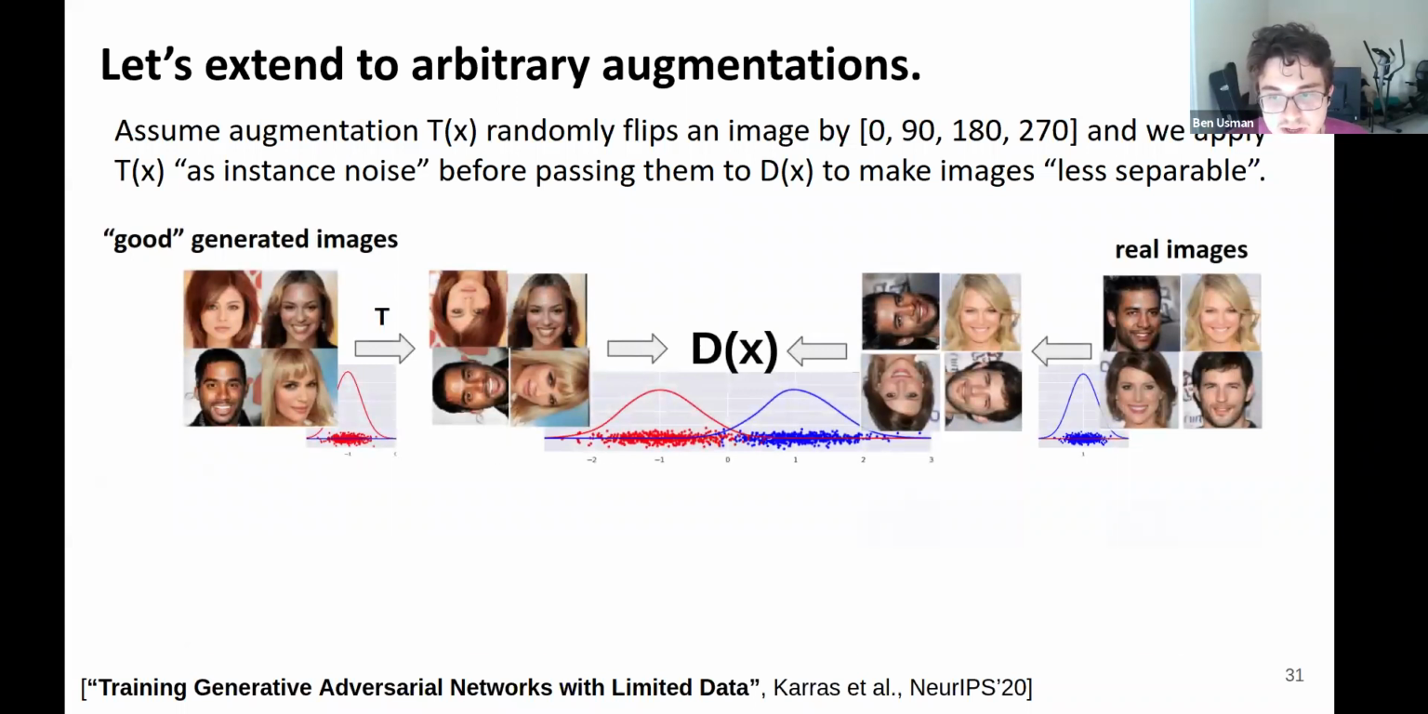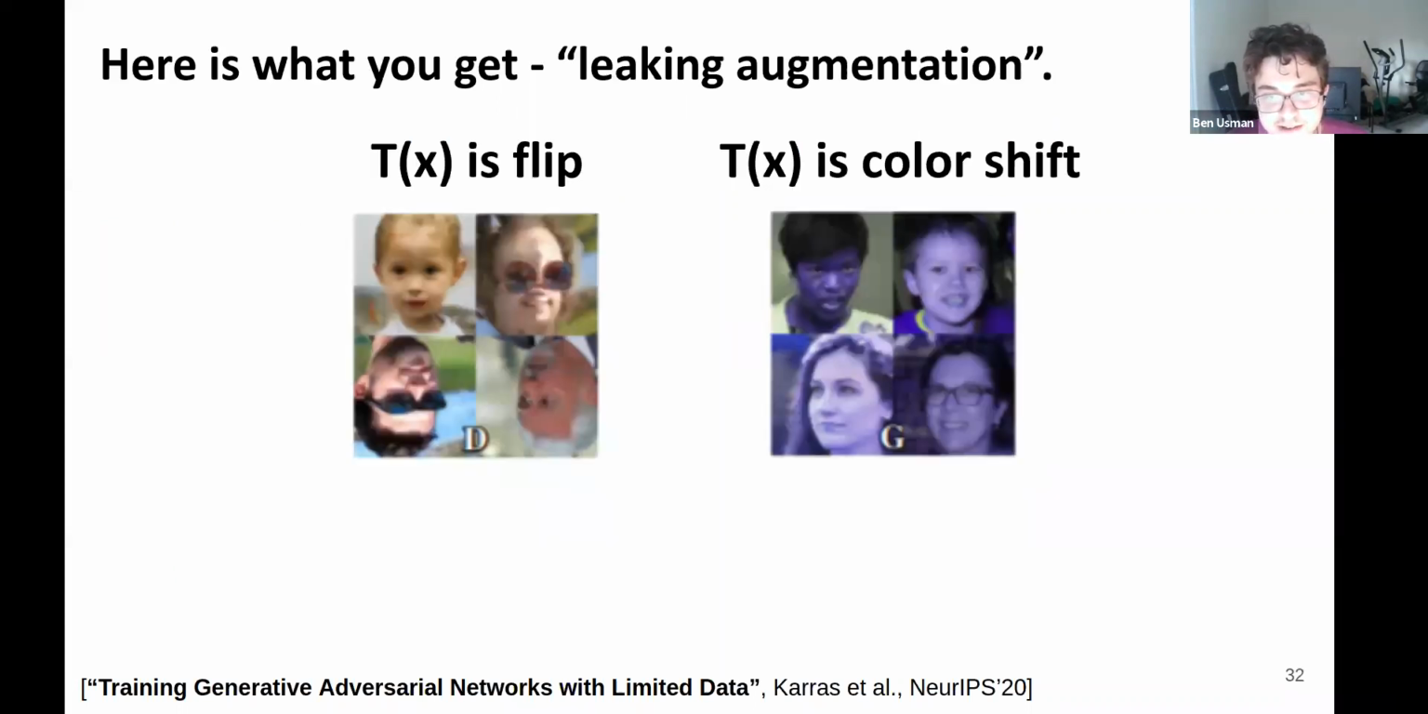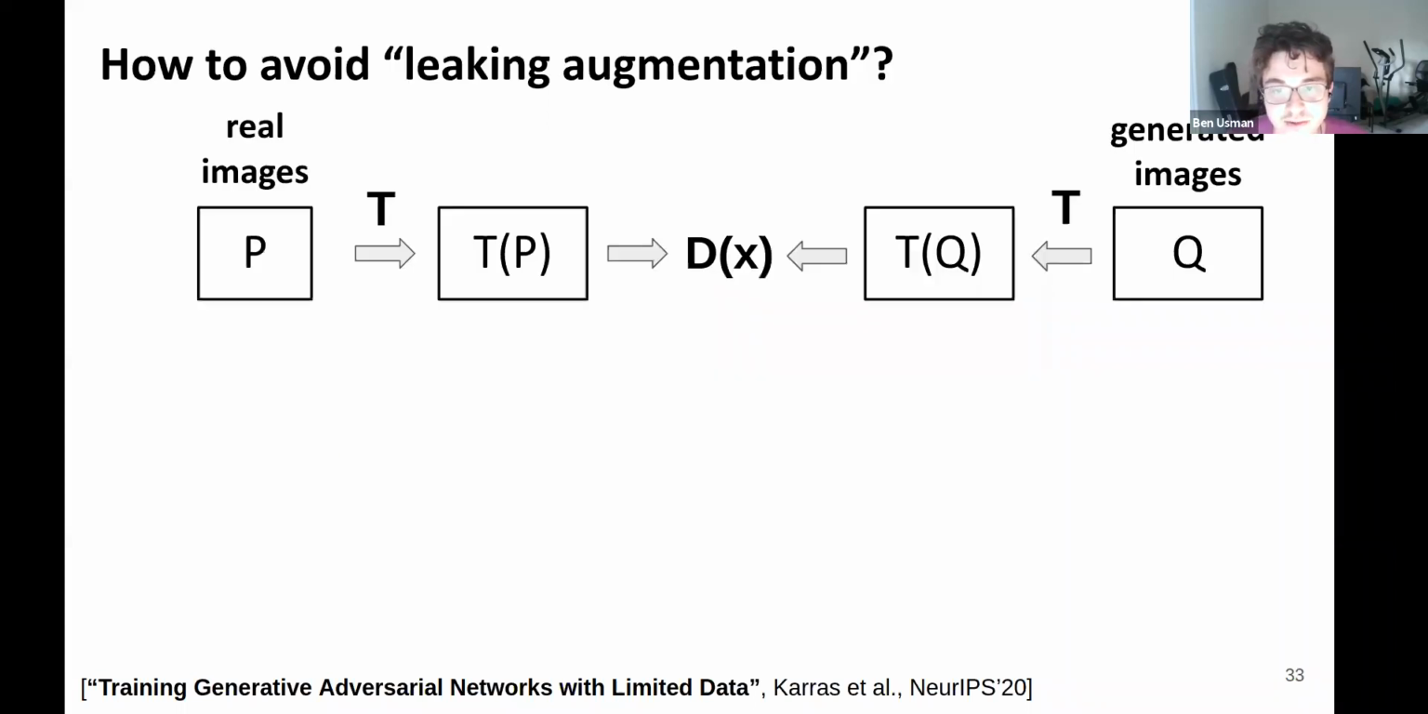But the problem now is that if we do it naively and our generator ends up generating incorrectly oriented images, like shown here, the discriminator would not be able to tell them apart from correctly oriented ones. They call it leakage of the augmentation into the generator, and it does happen if you apply the augmentations naively, and it ruins the generator outputs, as shown here. So in this paper, they analyze when exactly this happens and how to avoid it.